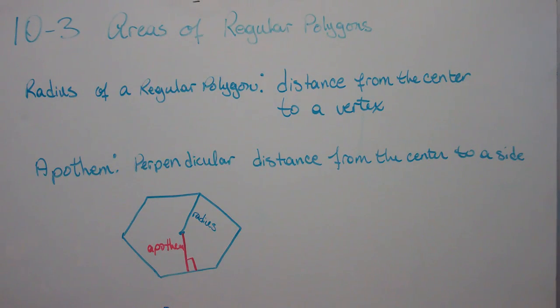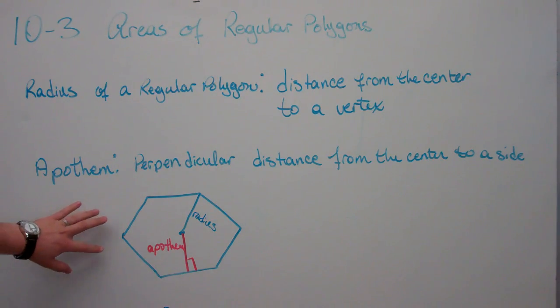In this video, we're going to go over 10-3, areas of regular polygons. Now, before we get into it, I have a couple vocab words here that you need to write down. Radius of a regular polygon. The radius of a regular polygon is the distance from the center of the polygon to a vertex.